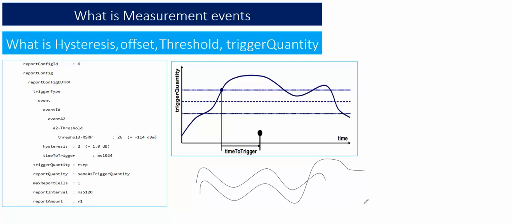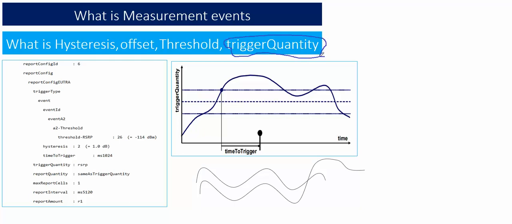So the measurement event is a very strong point. We will use it for log analysis at the eNodeB side or UE side. So we should know these small things. So what is trigger quantity?